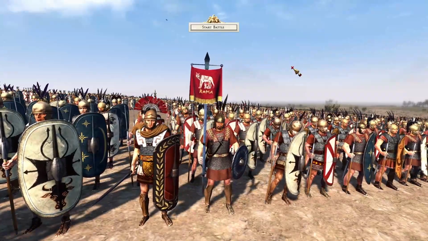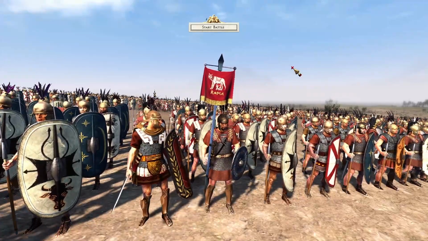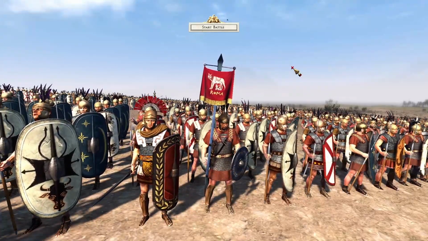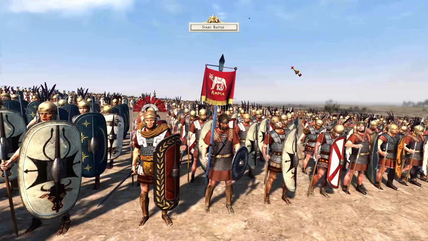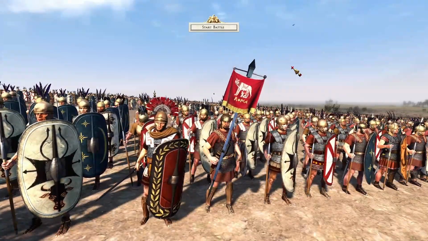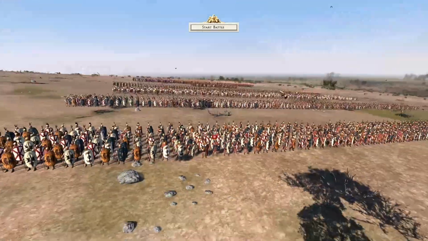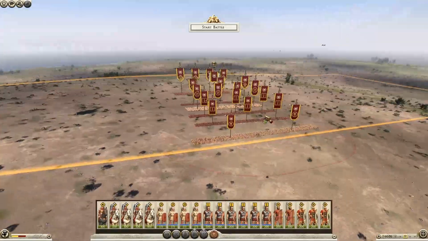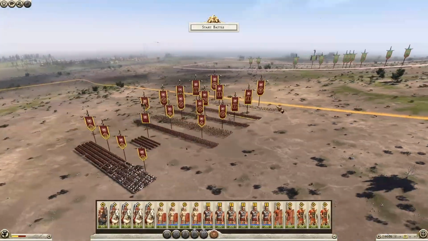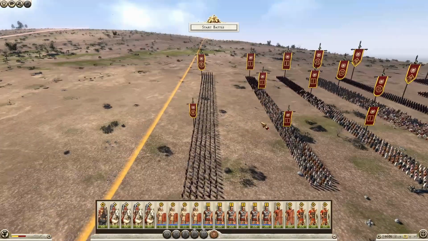In the first part, we will talk about the unit composition of the Romans: what kind of units you want to have in your own army, and the battle formation that we can use with the Romans. Right, so let's see the unit composition of the Romans.